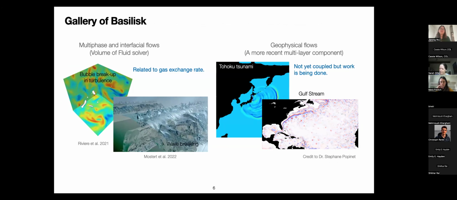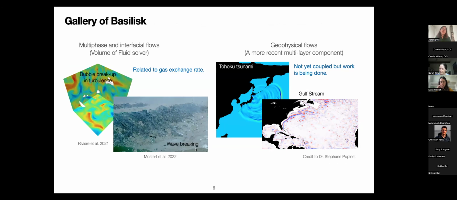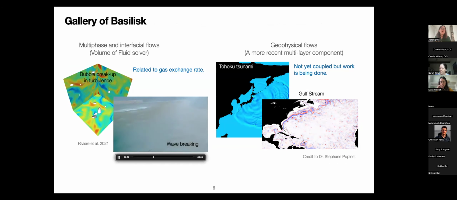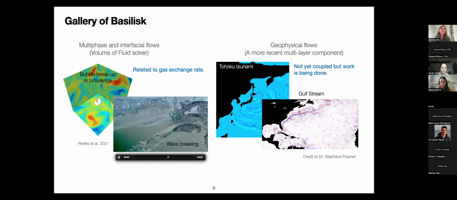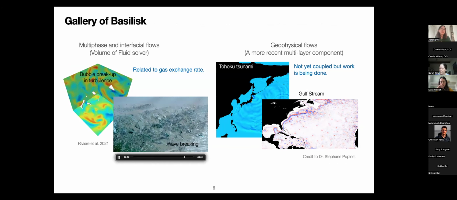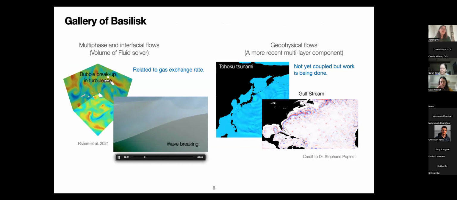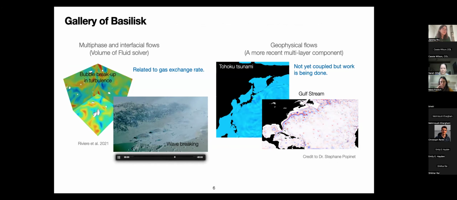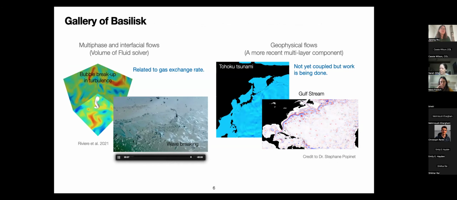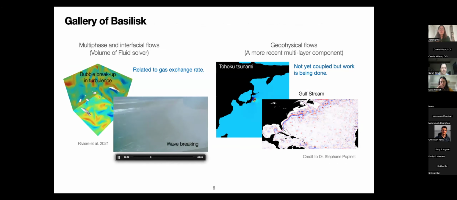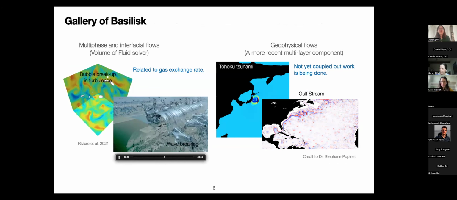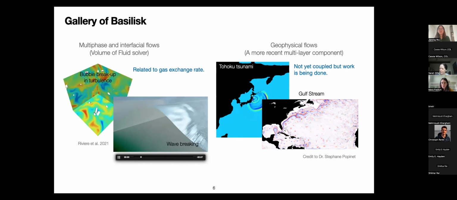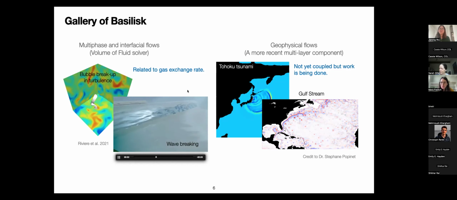It's more like a general PDE solver, and it has a two-phase component where it specializes in multi-phase and interfacial flow. So this also has industrial applications, but in the geophysical context, it's been used to study wave breaking, bubble breakup, and turbulence. So again, in the context of developing a gas exchange rate model.